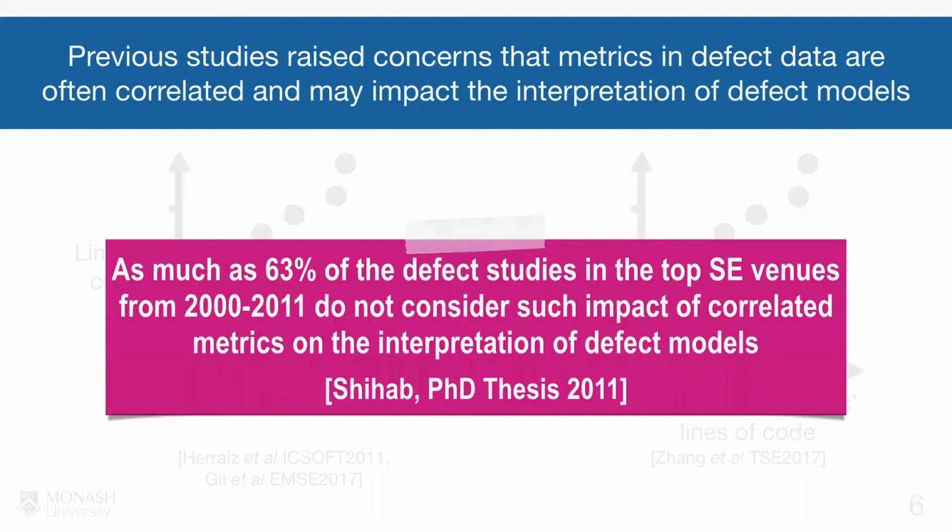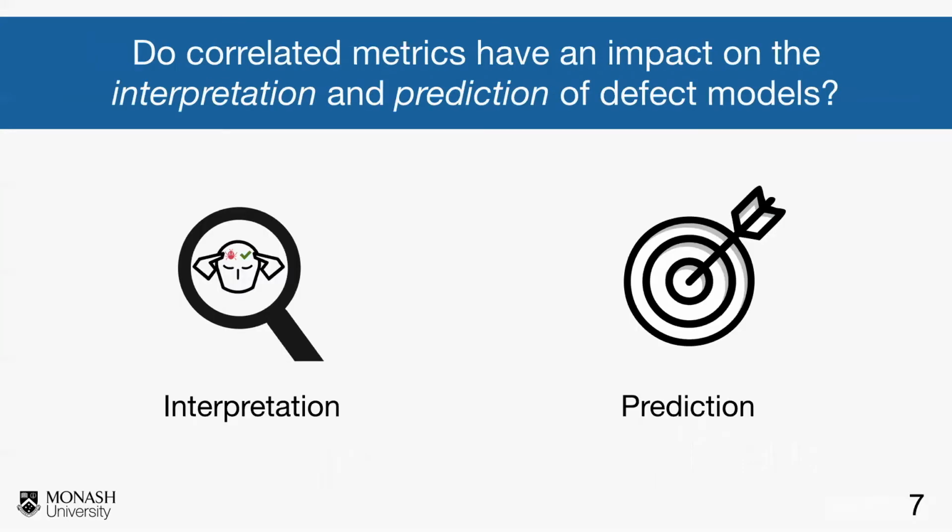Furthermore, as much as 63% of defect studies in the top SE venues from 2000 to 2011 do not consider such impact of correlated metrics on the interpretation of defect models. Therefore, in this paper, we ask, do correlated metrics have an impact on the interpretation and prediction of defect models?